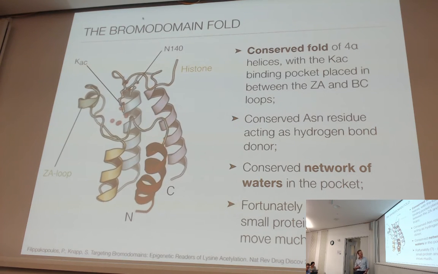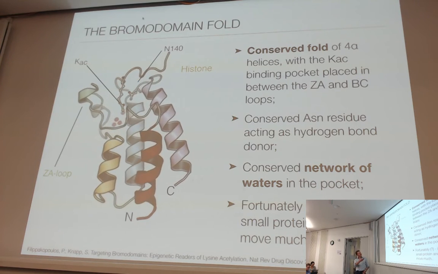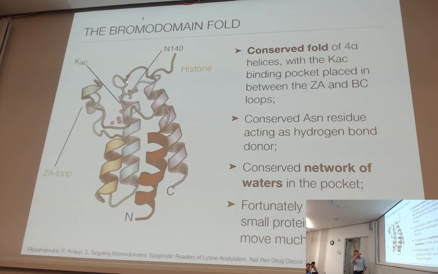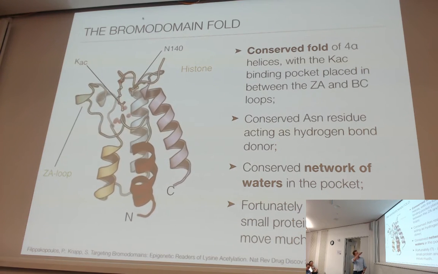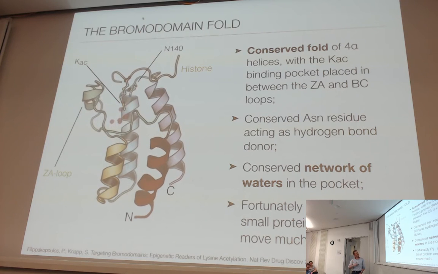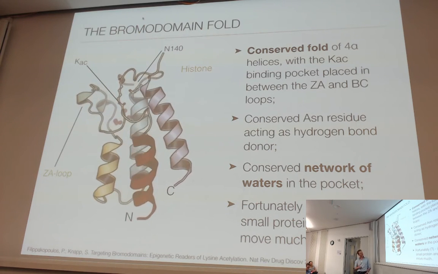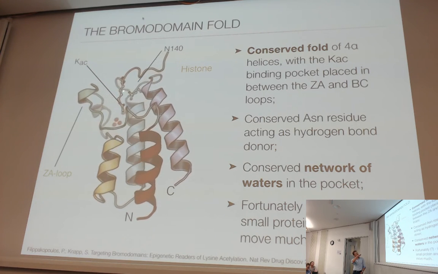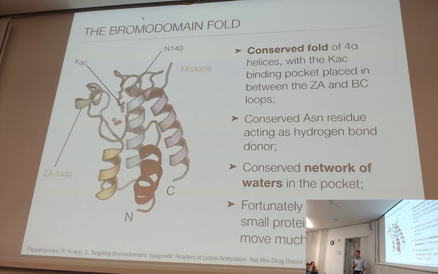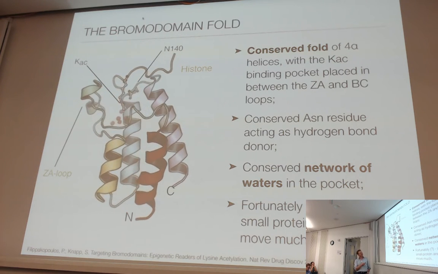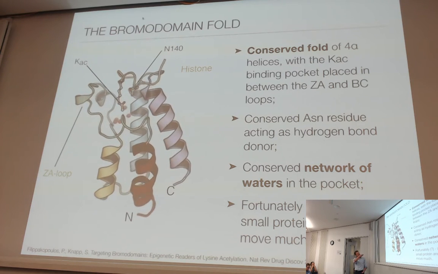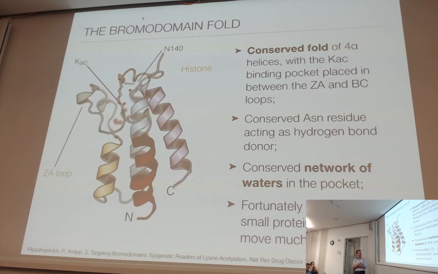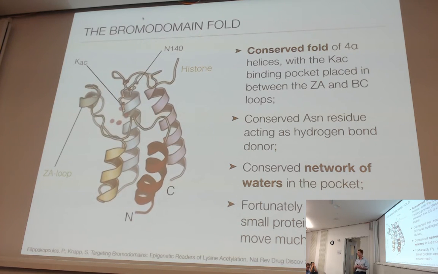This is what they look like. They're a small helix bundle, and you can see here there's a little pocket at the top, and this is where the histone comes in. This is what you recognize as the natural binding partner, which is this acetylated lysine here. This is a conserved fold across all the bromodomains, and this asparagine is key in recognizing the acetylated lysine. It's almost 100% conserved, not quite, but almost. And there's also a nice conserved network of water molecules in the bottom of the pocket, which have received a lot of attention in the past in the context of drug design.